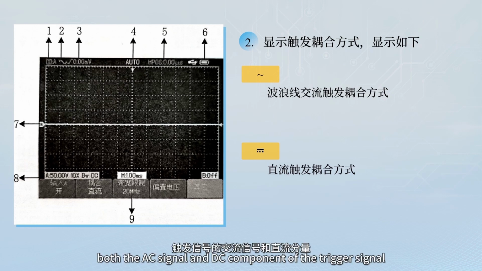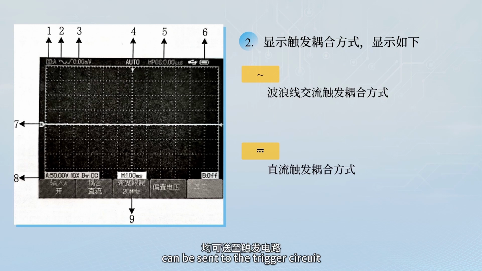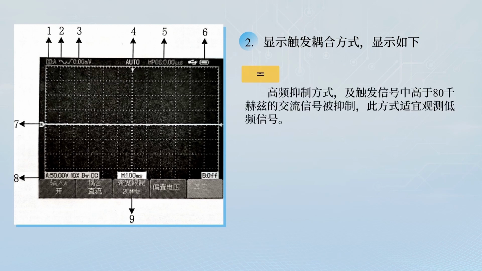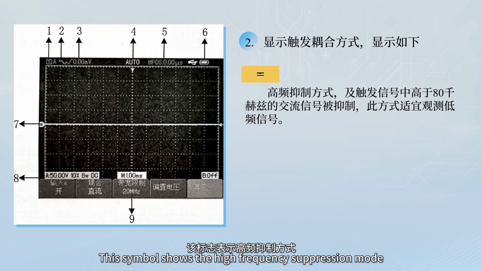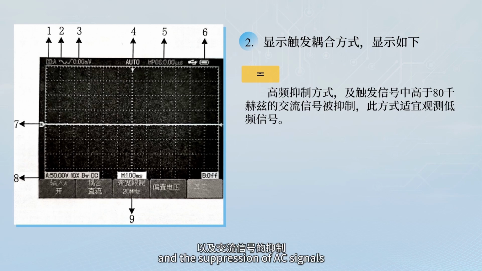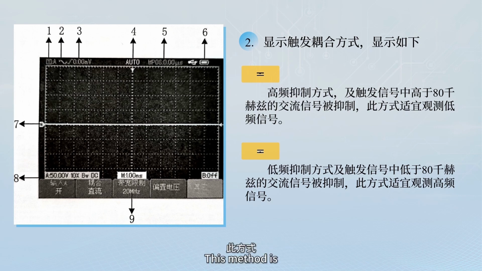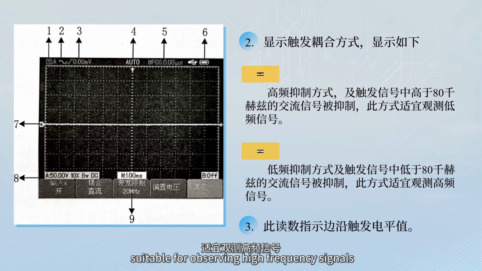That is, both the AC signal and DC component of the trigger signal can be sent to the trigger circuit. This method is suitable for observing ultra-low frequency signals. This symbol shows the high-frequency suppression mode and the suppression of AC signals above 80 kHz in the trigger signal. This method is suitable for observing low-frequency signals. This symbol indicates the low-frequency suppression mode and the suppression of AC signals below 80 kHz in the trigger signal. This method is suitable for observing high-frequency signals.